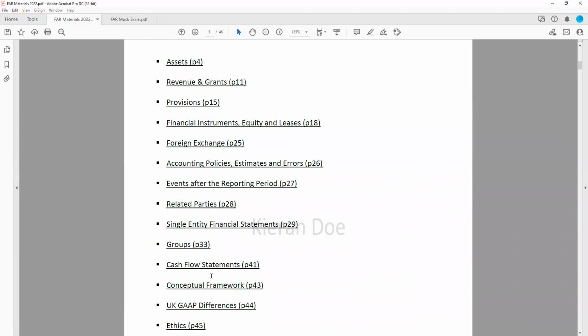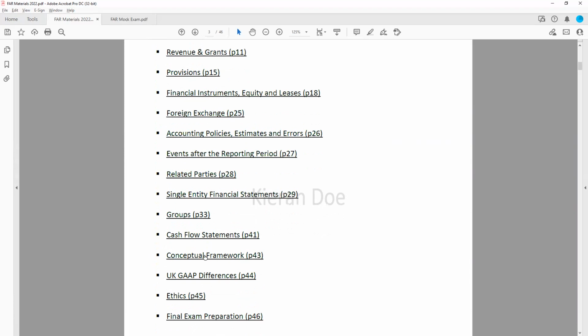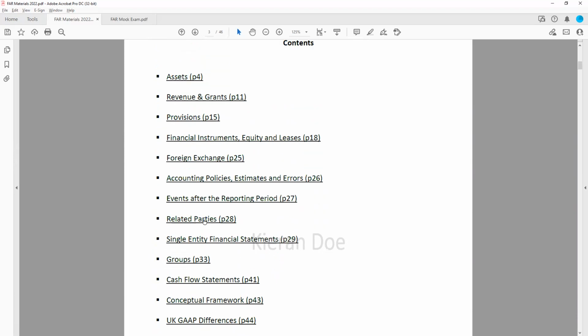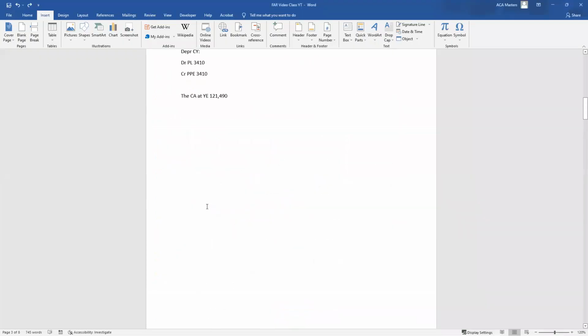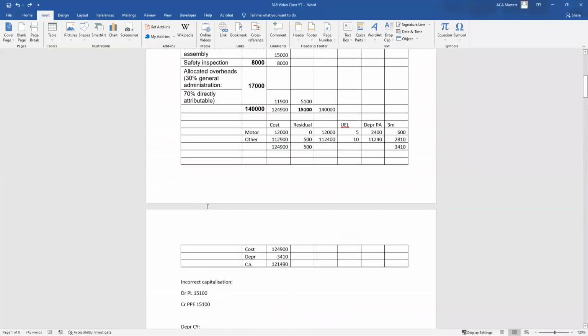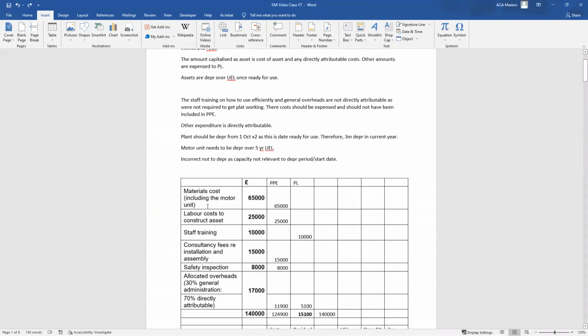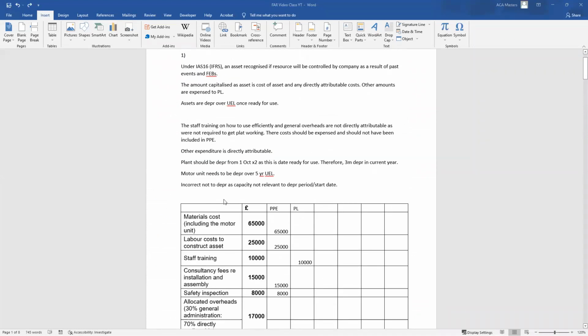And then we'll look at cash flow statements. And then we'll look at the smaller questions as well. So you'll get a question on the conceptual framework, UK GAAP differences and ethics. But again, there's a certain exam technique you should use for each of these types of questions. So we've looked at the explain questions today. I've shown the exam technique to use in order for you to get your full marks there. But we'll do that for every single question in the FAR exam.